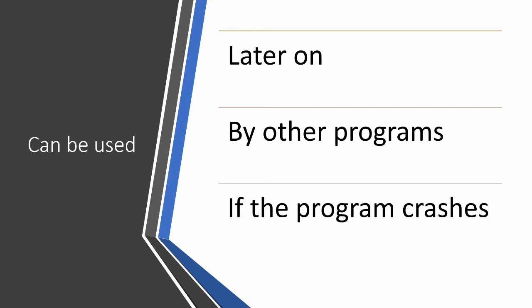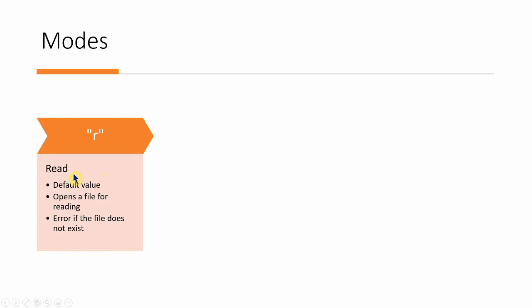You could get another program to look through it. When you use a file, there are four modes. You've got R, and this is your default value, and it stands for read, and this opens a file for reading, and if the file does not exist, you'll get an error. You also can't edit a file if you're reading from it, you can only see what's in it.